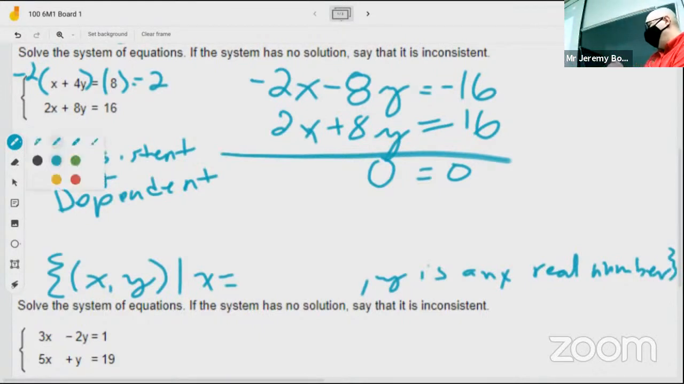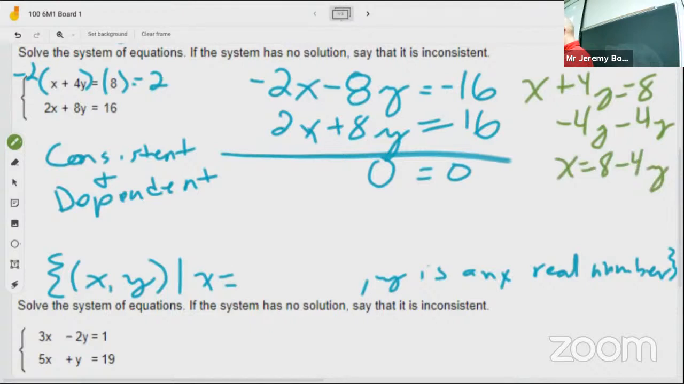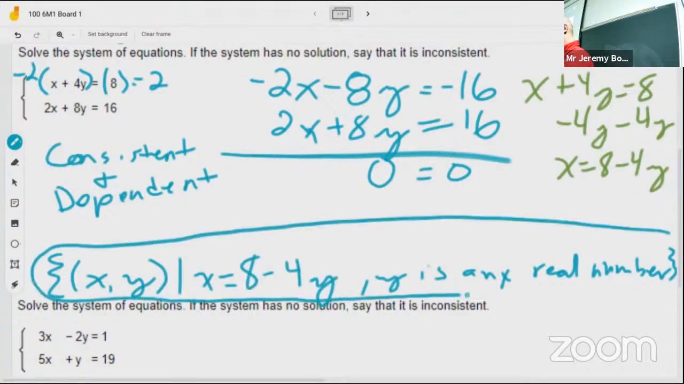And so to do that, we need to solve one of these for x. And a prime candidate for that is x plus 4y is equal to 8. All you gotta do is subtract 4y from both sides, and you're gonna get x is equal to 8 minus 4y. So our solution is going to be all the points where x is equal to 8 minus 4y, and y is any real number. Any questions on that?